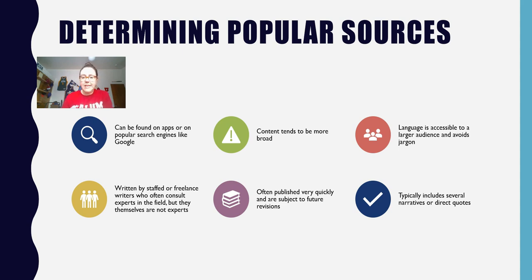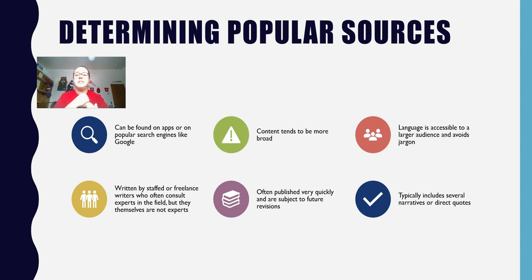The content also tends to be more broad. Let's say you're writing on climate change. Rather than a scholarly journal saying, oh, let's look at the impacts of climate change in the Four Corners area of the United States, which, of course, is going to be very specific, a popular source might say, let's look at climate change in the United States, which is so broad in comparison to this Four Corners region of the US.